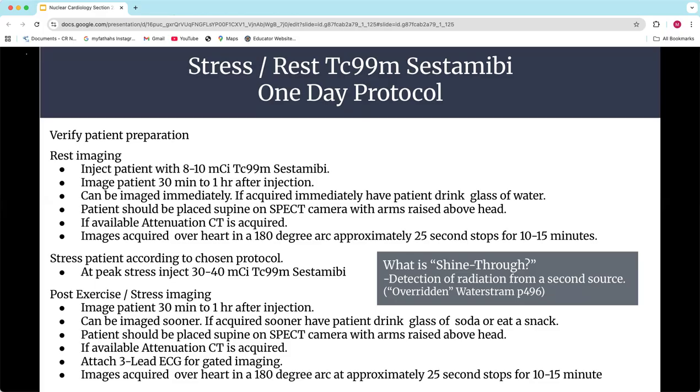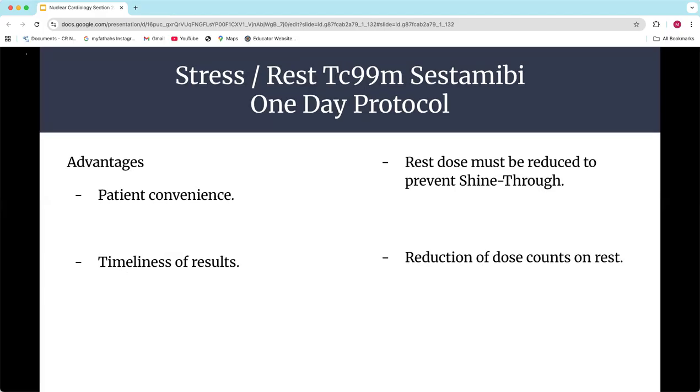Okay, let's look at some pics. Oh, well, I got advantages. Hopefully the advantages are pretty obvious. This is convenient for the patient. It's convenient for the department. It's convenient for timeliness of results. Where we have some of the disadvantages is, we get a little bit more patient dose. Whereas if you could only do the one, you might be able to get rid of the patient dose altogether. However, compared to a 2-day protocol, you actually are reducing the dose a little bit.